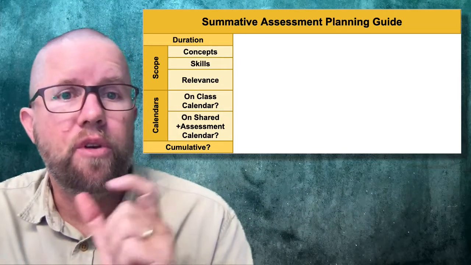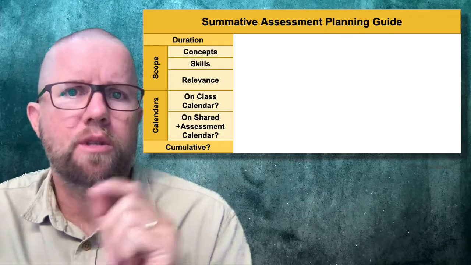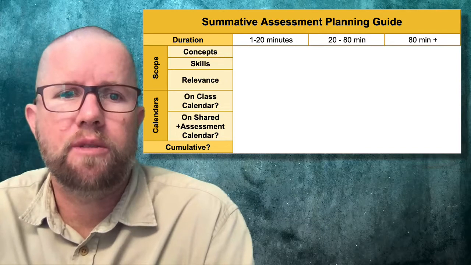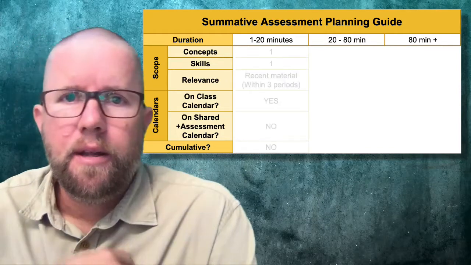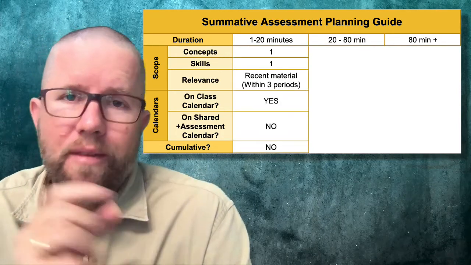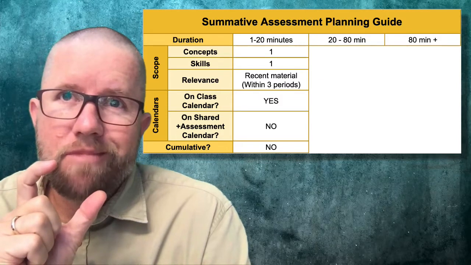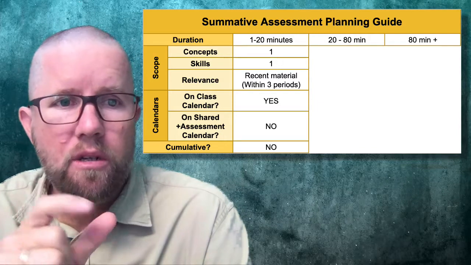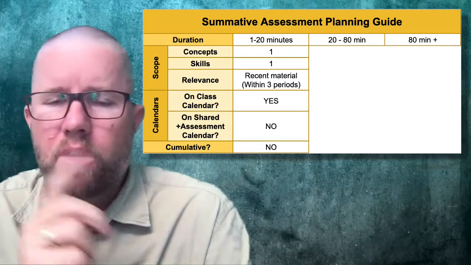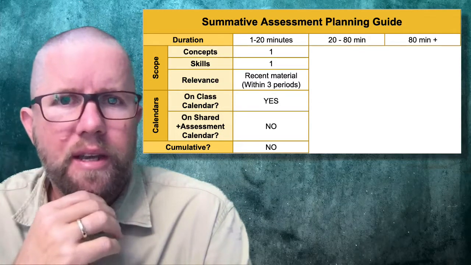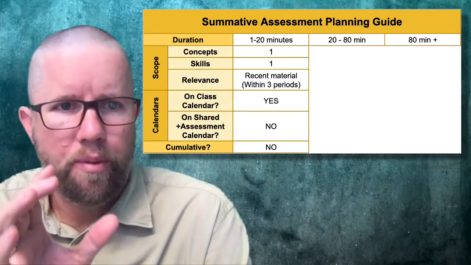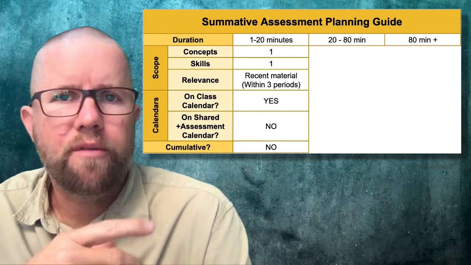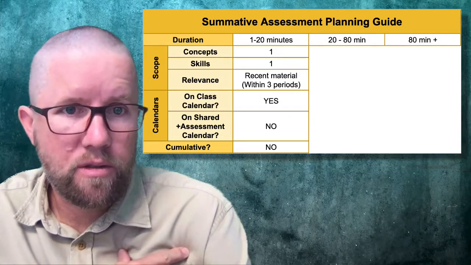Let's unpack the first duration category, which is the 1 to 20 minutes category of summative assessment. As you can see, the guide for that category of assessment that fits into that duration should be one skill, one concept, one type of understanding. So it's a small scope. And it should be something that you have introduced or covered within the last 3 periods.